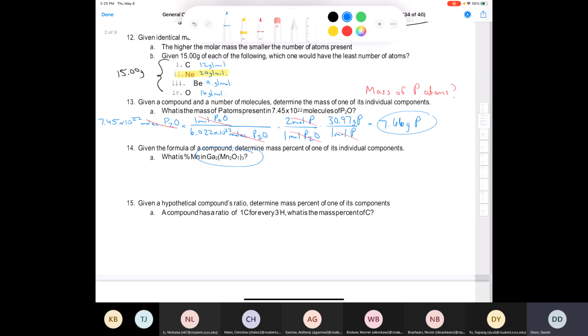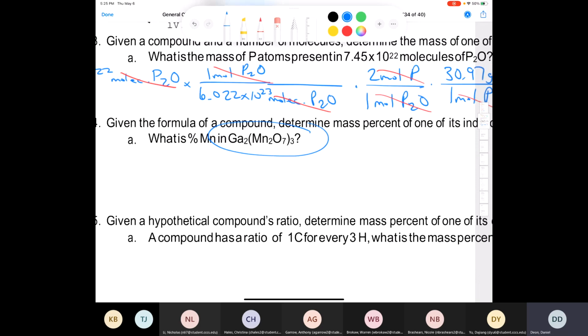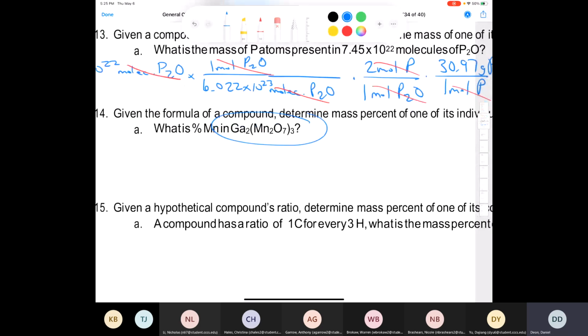But look, we have this giant compound here, Ga Mn2 O7, and there's 3 of them, right? Okay, well, we get this big ionic compound. Well, I want to know the percent mass of manganese in that entire compound. Now, I've gone ahead and all I did was look up the molar mass of this, and I might ask you to calculate the molar mass of something crazy like this. It's 805.06 grams per mole. So it's heavy, right? It's a big ionic compound.